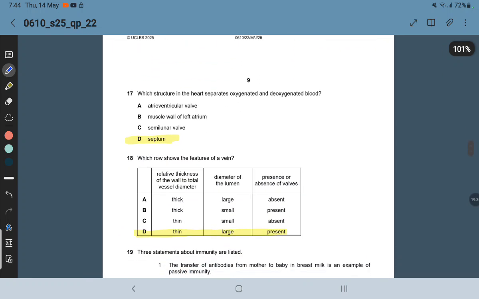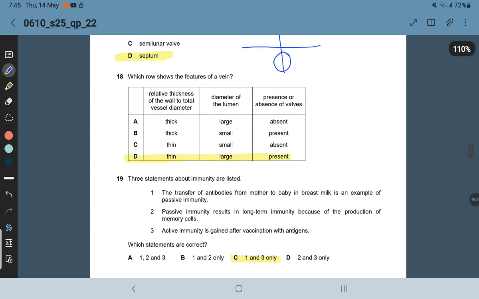17 is something that you need to memorize. It's like a fact. Which circulation heart separates oxygenated and deoxygenated blood? So we have here our heart. Okay, 4 partitions, 4 parts, and this part is a septum where it separates the oxygenated and deoxygenated blood from mixing.